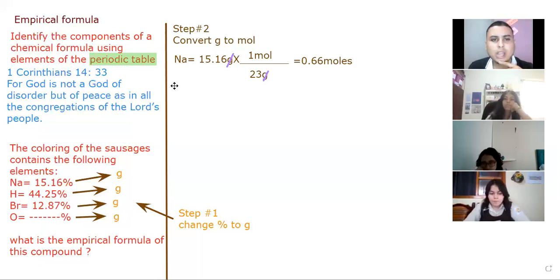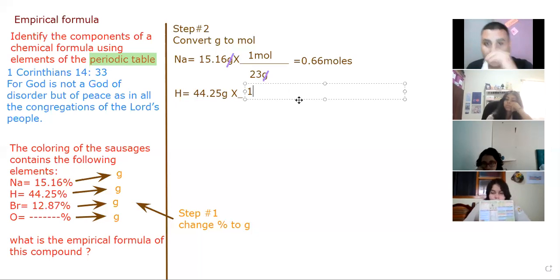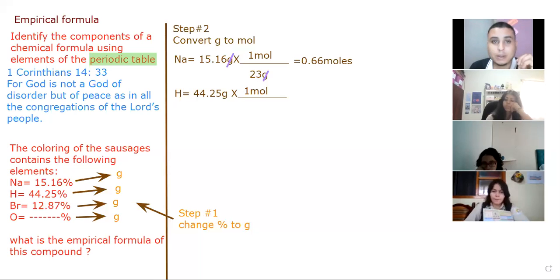Okay. We can continue with the second element that is hydrogen, right? We have 44.25 grams times and the line like this. And remember, in this exercise, in this part, mole always is up. The reason is very simple: we are working to find mole. We need to find mole.